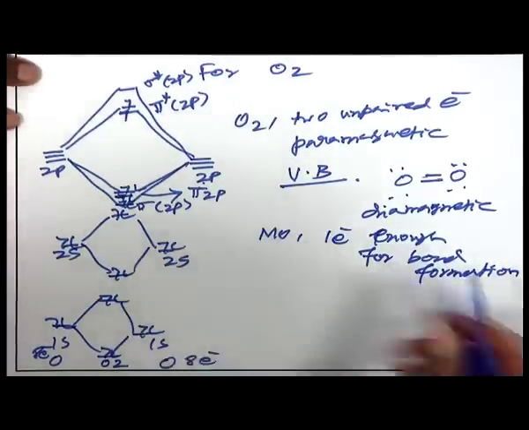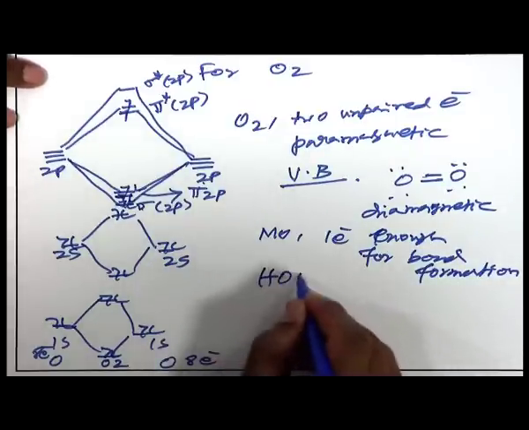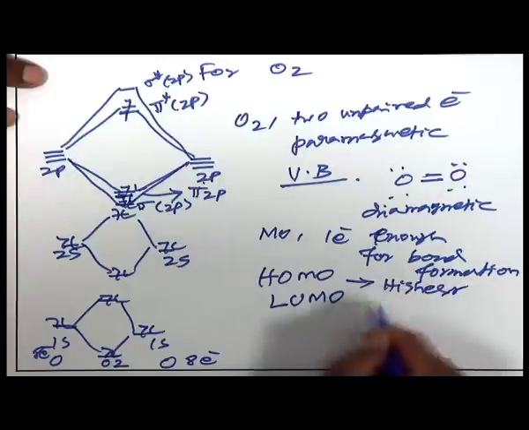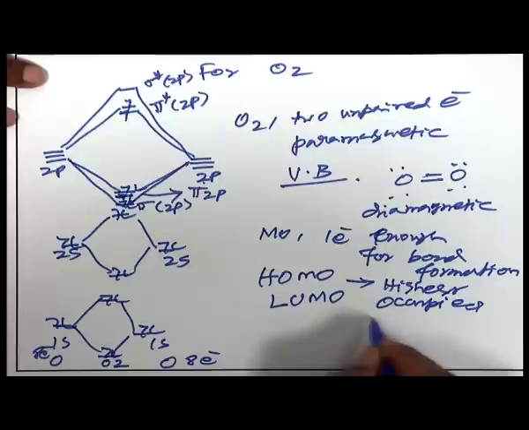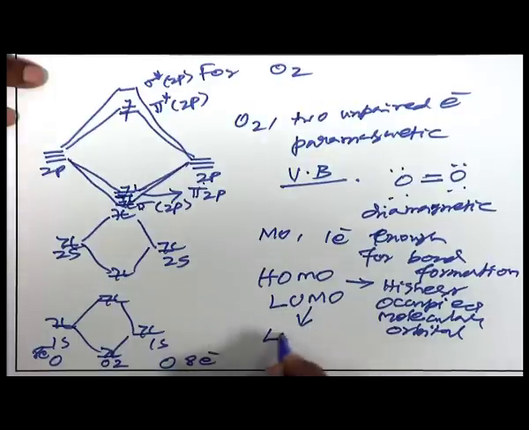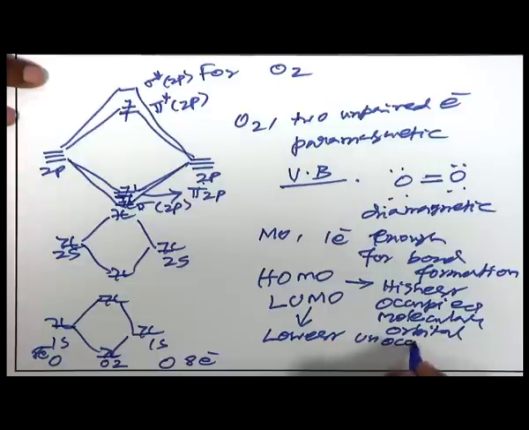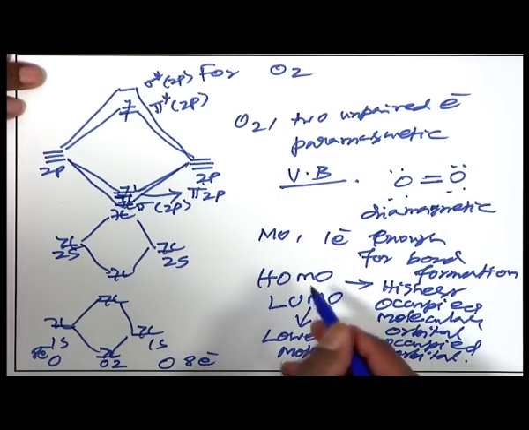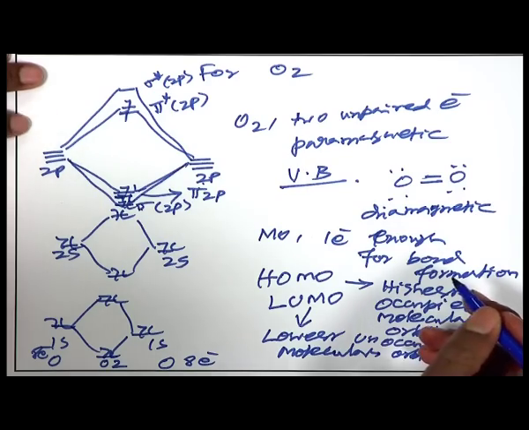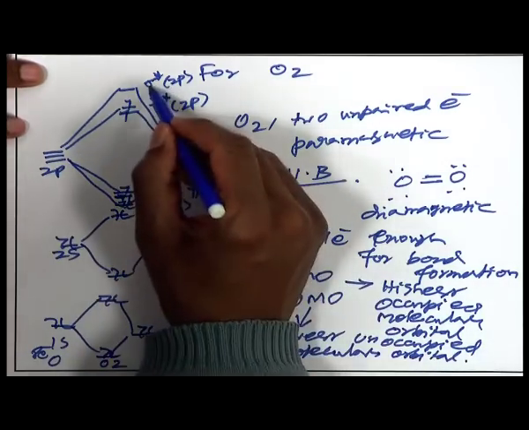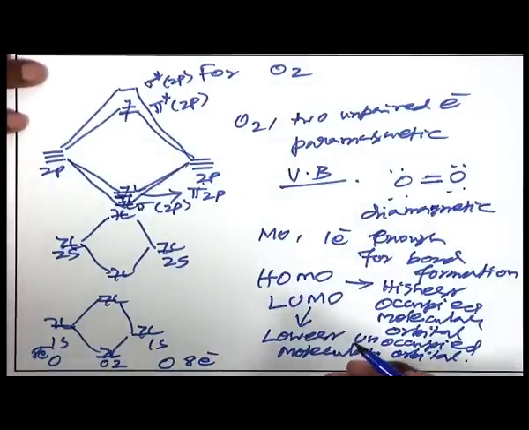Now another concept which I would like to introduce here is what is HOMO and what is LUMO. HOMO is the highest occupied molecular orbital. LUMO means lowest unoccupied molecular orbital. So what is HOMO, LUMO here? For the oxygen molecule, the highest occupied molecular orbital is the pi star orbital. The lowest unoccupied molecular orbital is the sigma star orbital. That's how you can identify which is HOMO and which is LUMO.